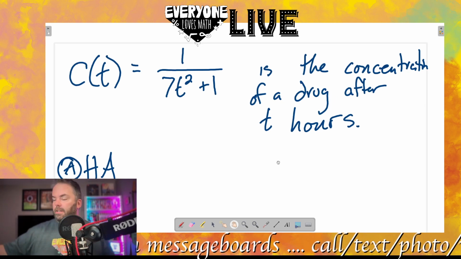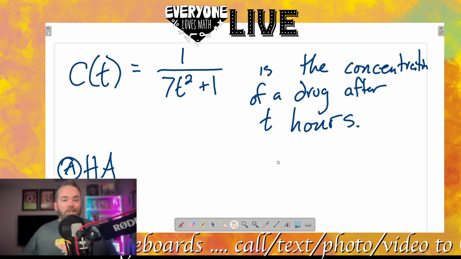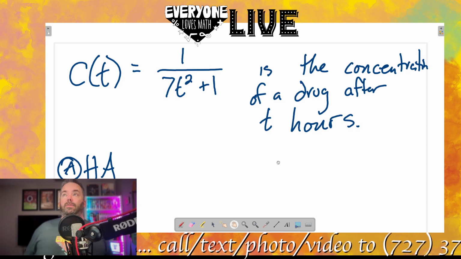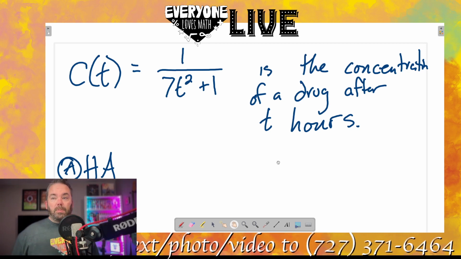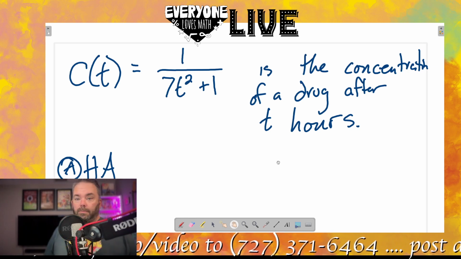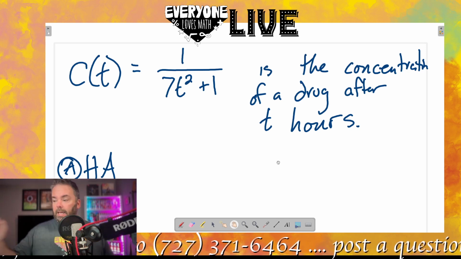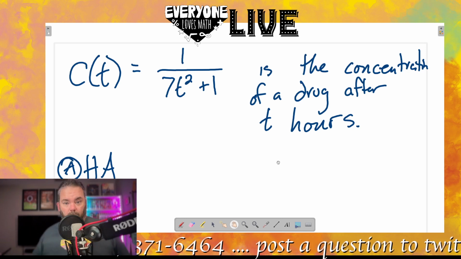Can you tell that I didn't want to write the word concentration? So the first problem, C of t, which is this rational function, 1 over 7t squared plus 1. This represents the concentration of a drug after t hours. And the first question, I got this off of the hotline, asks us for the horizontal asymptote.